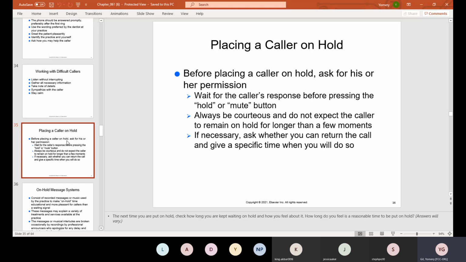If necessary, ask whether you can return the call and give a specific time when you will do so. This will happen a lot. You might not be able to find an answer to why the caller is calling, so you might have to ask for their name, their phone number, best time to reach them, etc., and then tell them that you will get back to them at some point during the day.